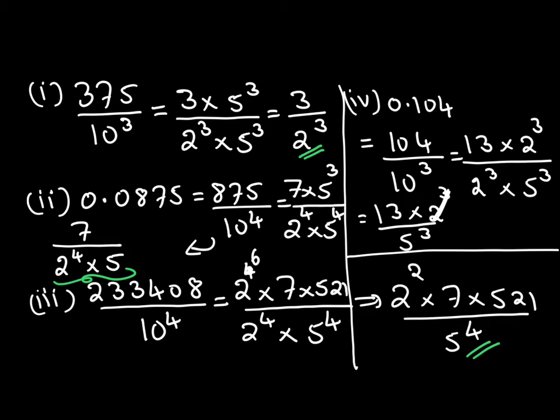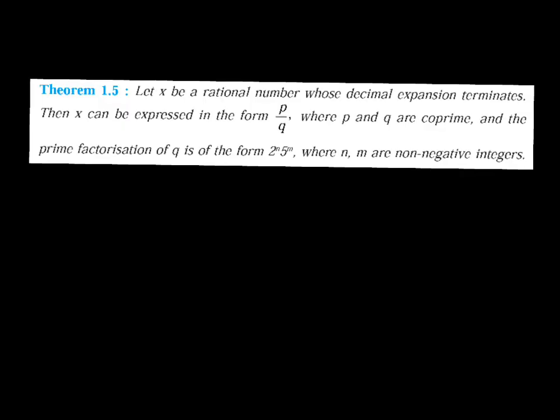Obviously this has to be the case, because any fraction with a denominator that is a power of 10 will definitely be a terminating decimal. We can express this understanding in the form of a theorem.